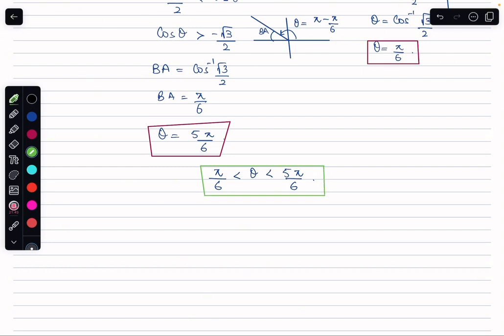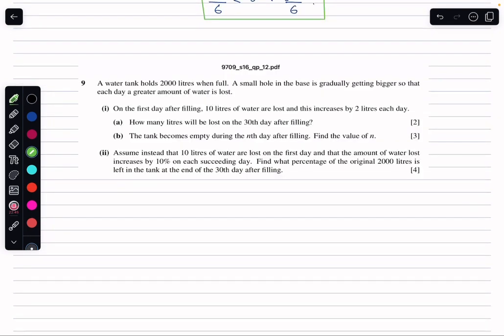Let's do another question. The question says that a water tank holds 2000 liters when full. A small hole in the base is gradually getting bigger so that each day a greater amount of water is lost. Part 1. On the first day after filling, 10 liters of water are lost, and this increases by 2 liters each day.